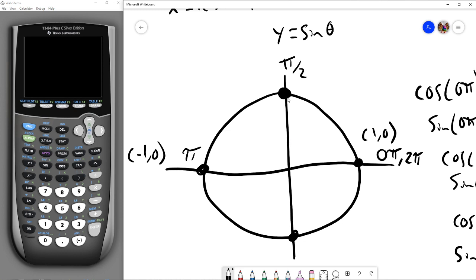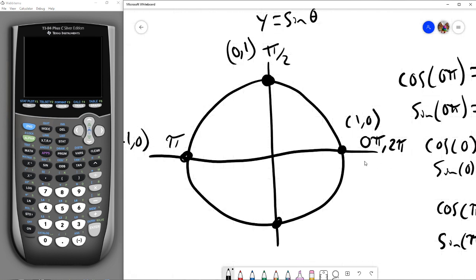And for this coordinate, it's going to be 0 for x and 1 for y. Now, you're probably wondering, how am I getting these values? This 1 and 0, this 0 and 1, and negative 1 and 0. Well, let's remember this. This here is the positive x-axis, and our unit circle has a radius of 1. So if I go out from here all the way to where the circle intersects our positive x-axis, that has to be a length of 1 because the radius is 1.